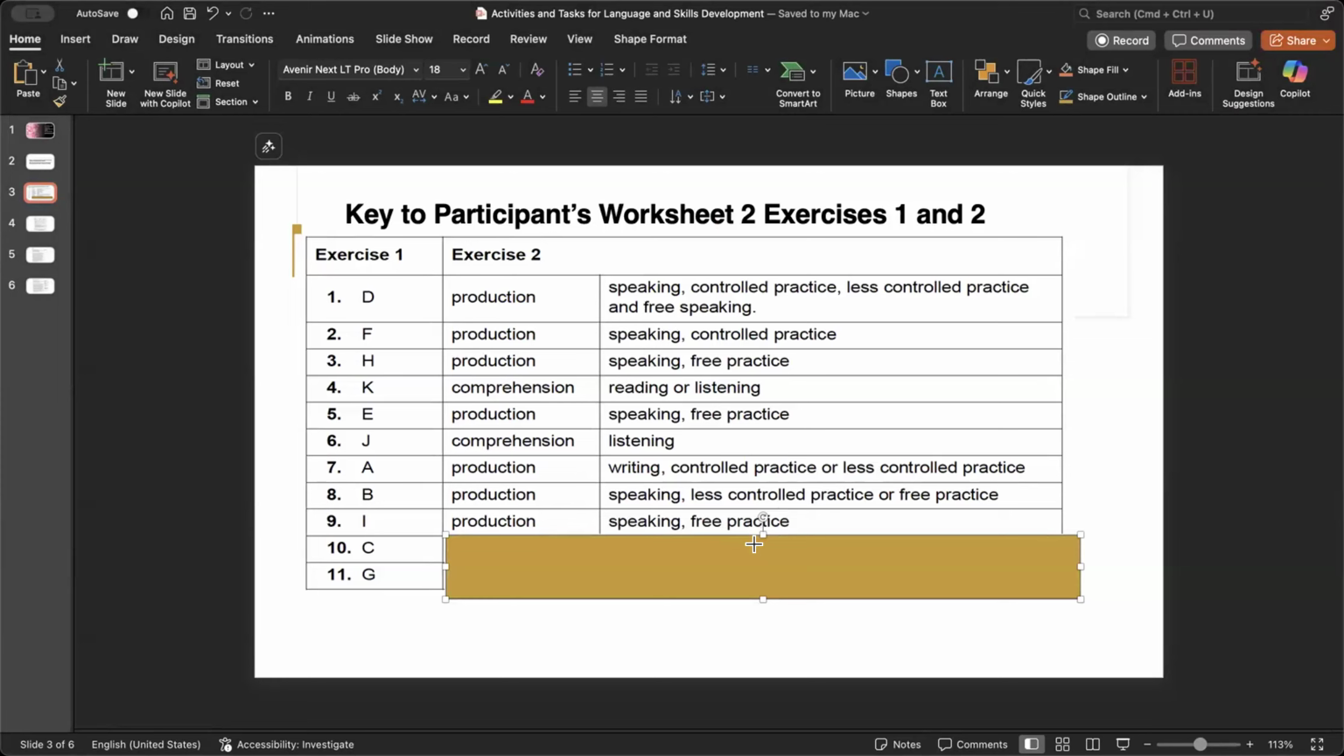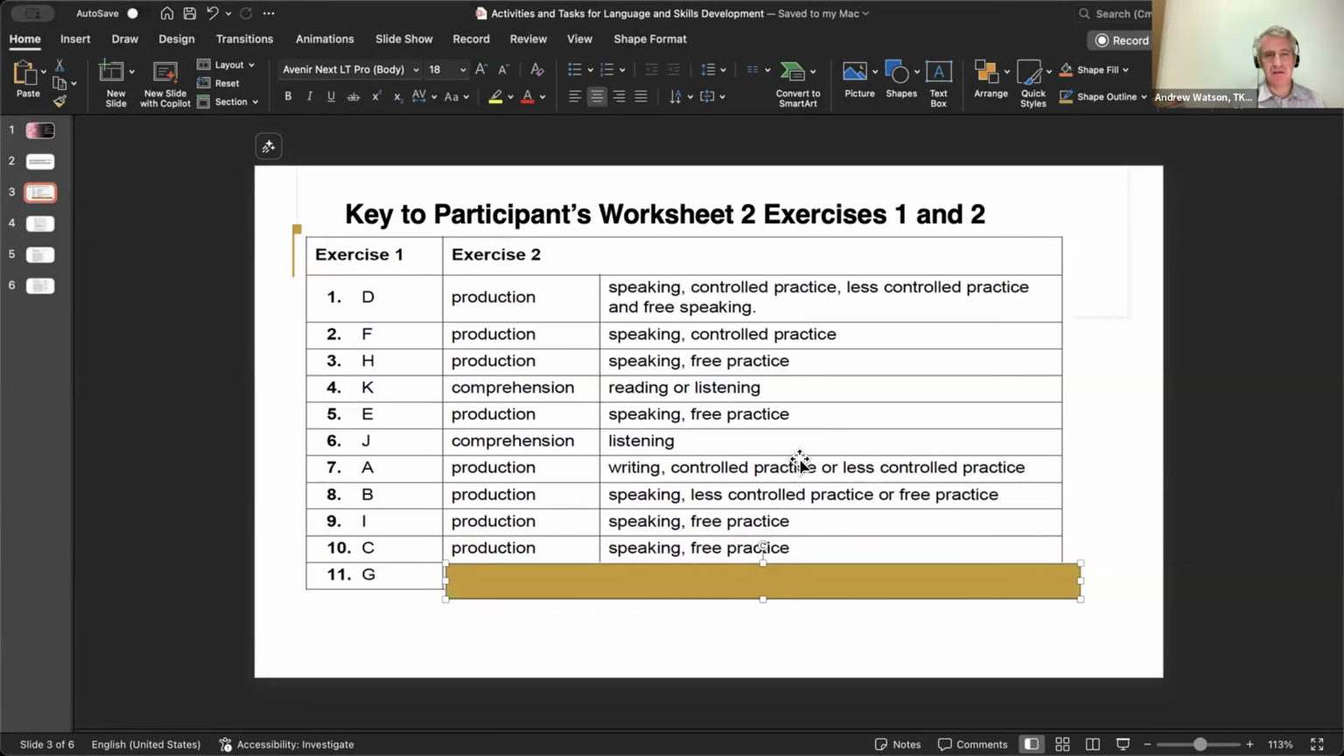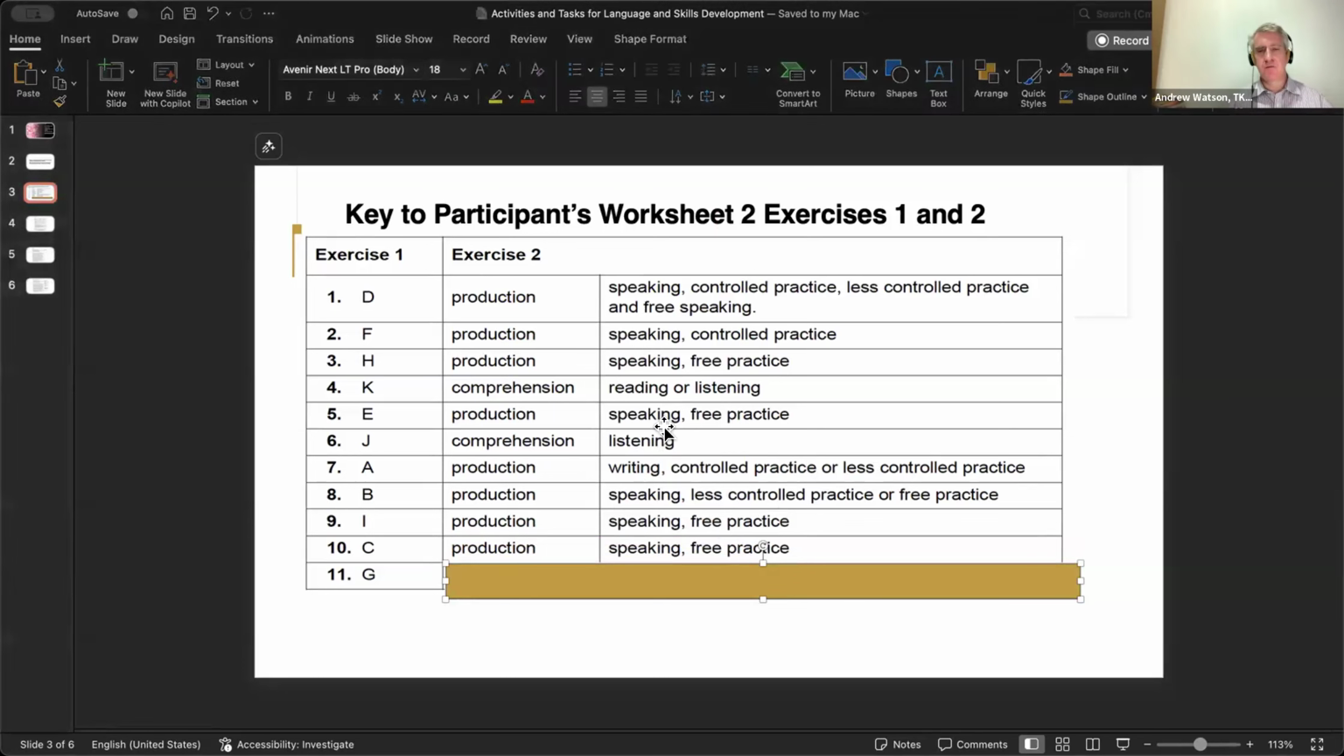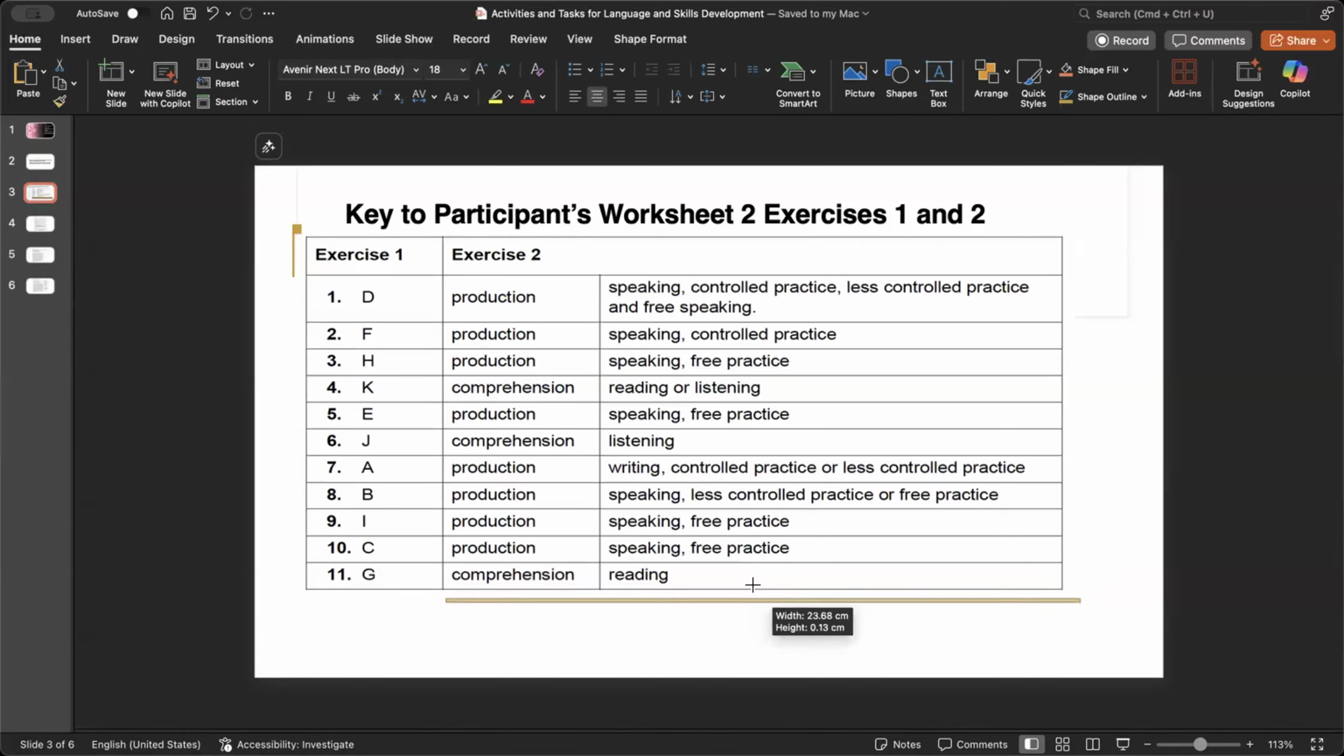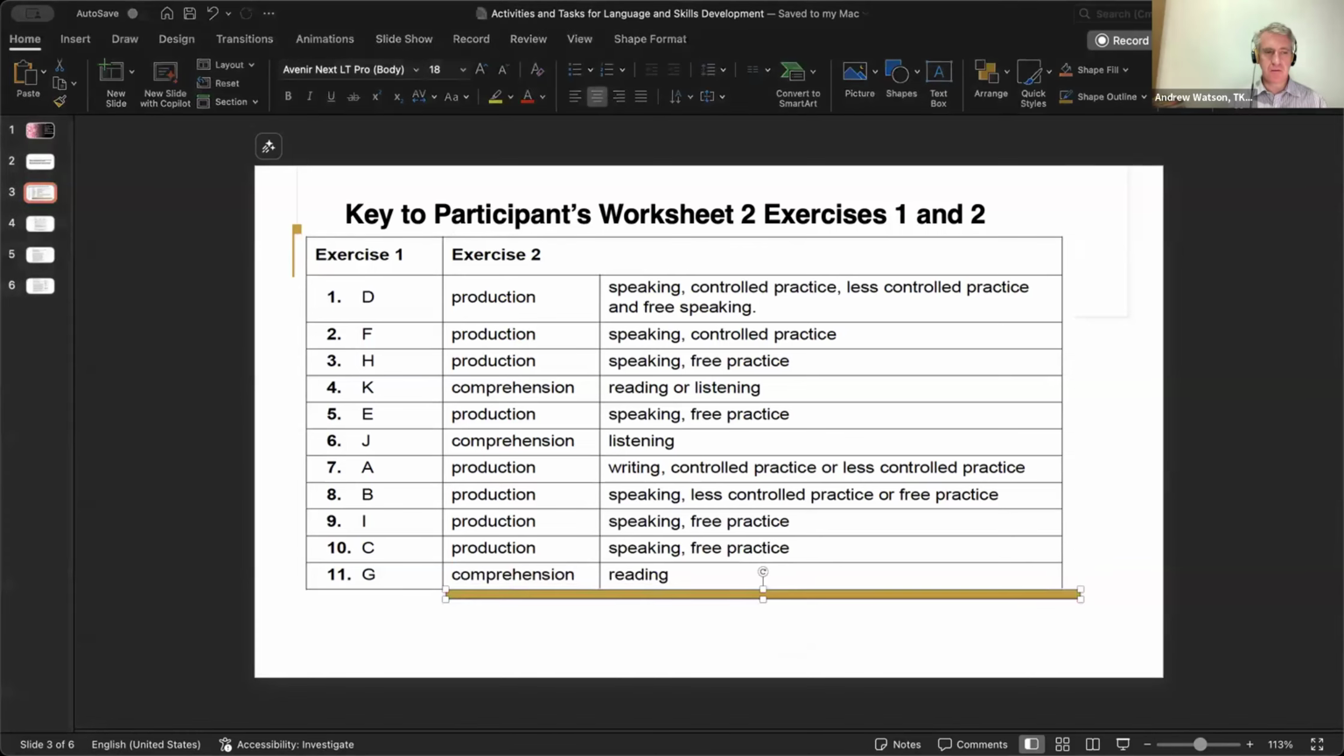I think it's both, because we want mainly production. Yeah, because they're not actually reading any text or anything, are they? Okay. So they're finding a solution, which they do through talking. Maybe they did read a text earlier, but we don't know. How about 11? Comprehension. Yes, it's reading, isn't it? Great.